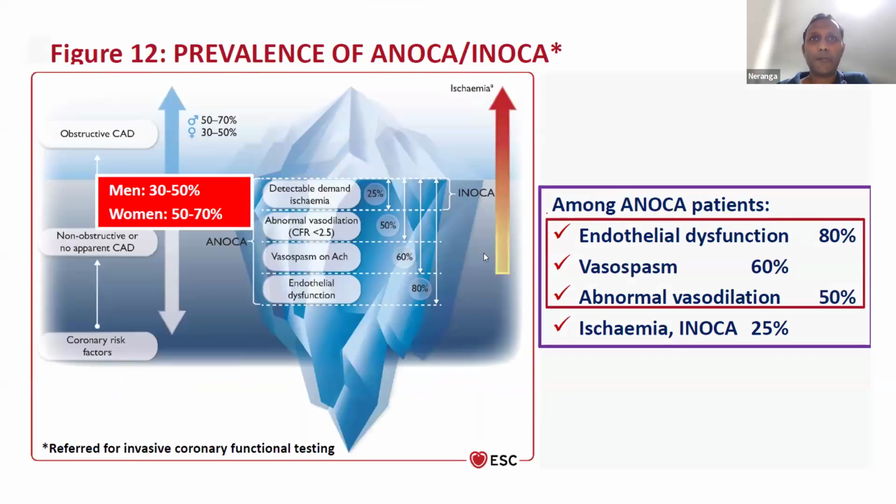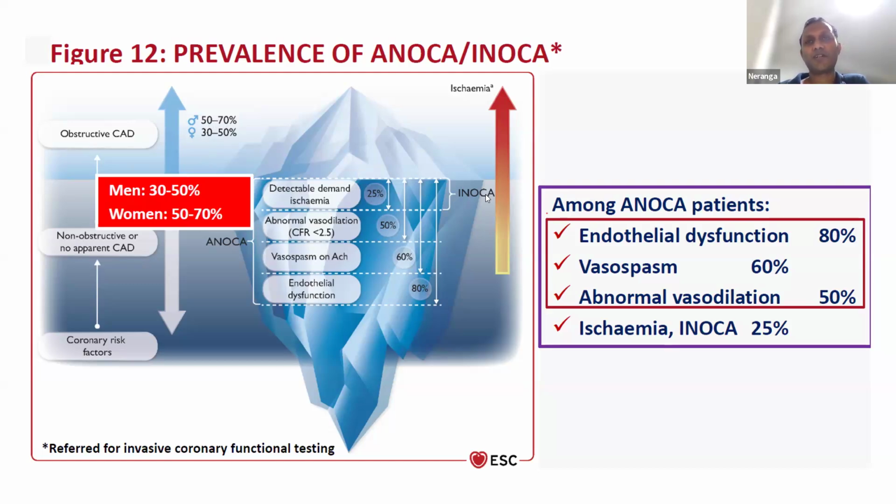If you take 100%, obstructive coronary artery disease is only 50 to 70% in males and 30 to 50% in females. So in females, more than 50% is non-obstructive coronary artery disease. But they have angina. They can have ischemia as well. Only 25% have ischemia, but without ischemia, they can have angina.